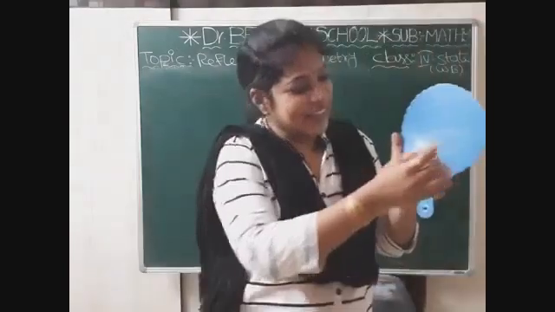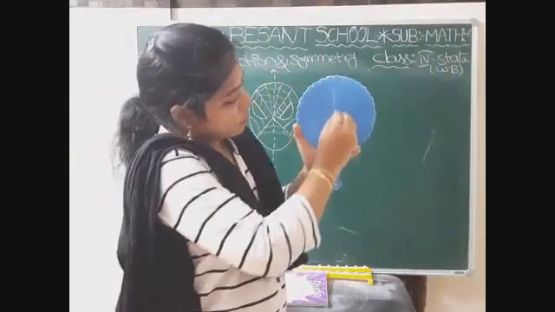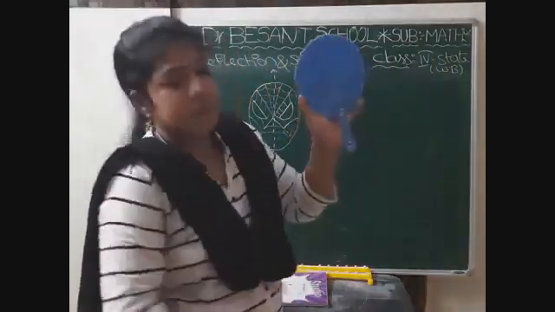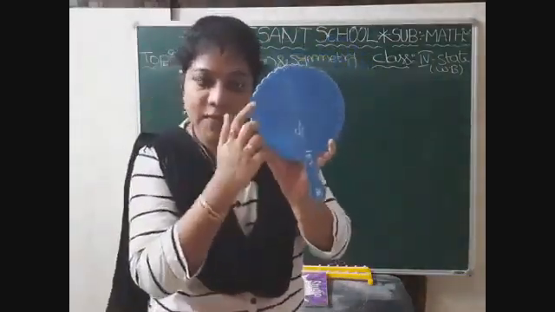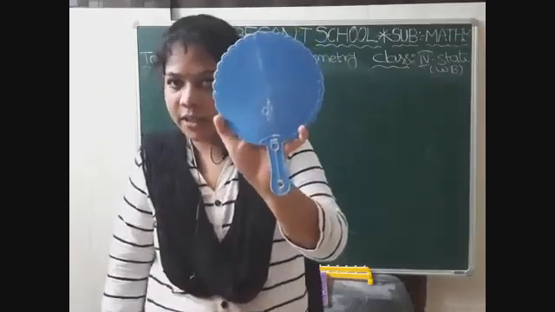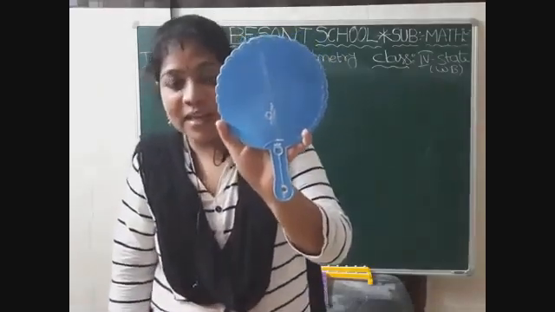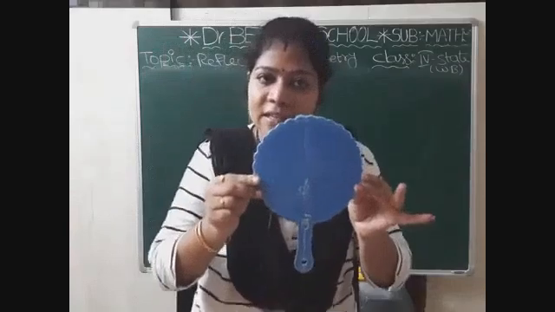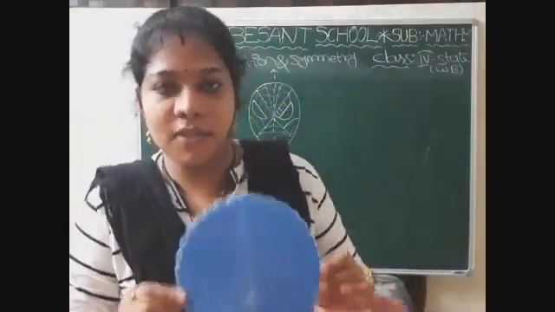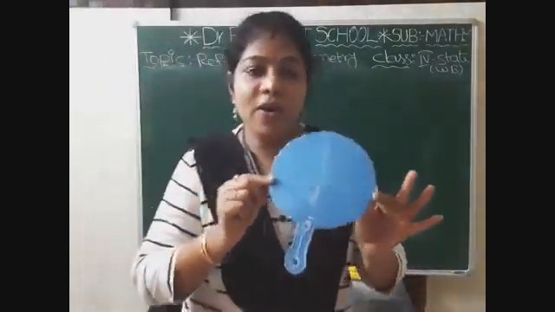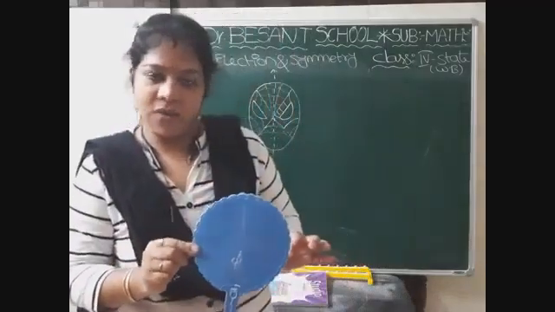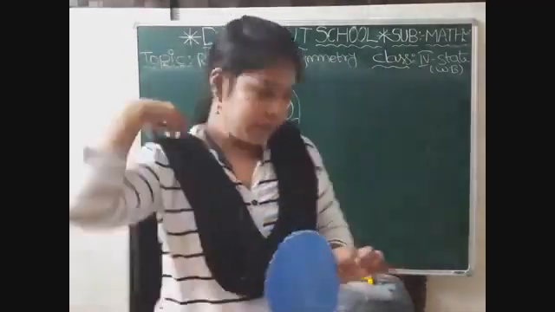If we draw the vertical line like this, these two parts are reflections of each other, mirror images of each other. Yes, this fan contains only the vertical line of symmetry. It does not contain the horizontal line of symmetry. Okay, children, have you understood?